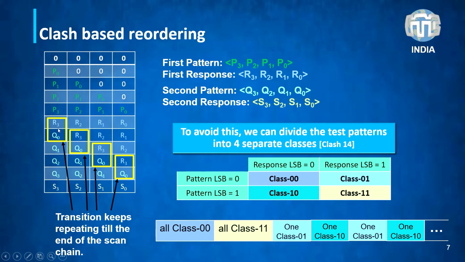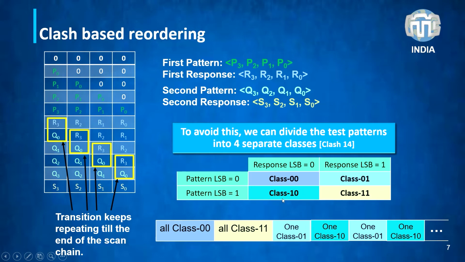So there is this particular transition, R3 and Q0. As you can see, this keeps repeating till the end of the scan chain, and if R3 and Q0 are complementary in nature, it causes the power to surge to a high amount. So in order to avoid this situation, the proposed approach is to classify all the patterns into four categories: class 00, 01, 10, and 11.